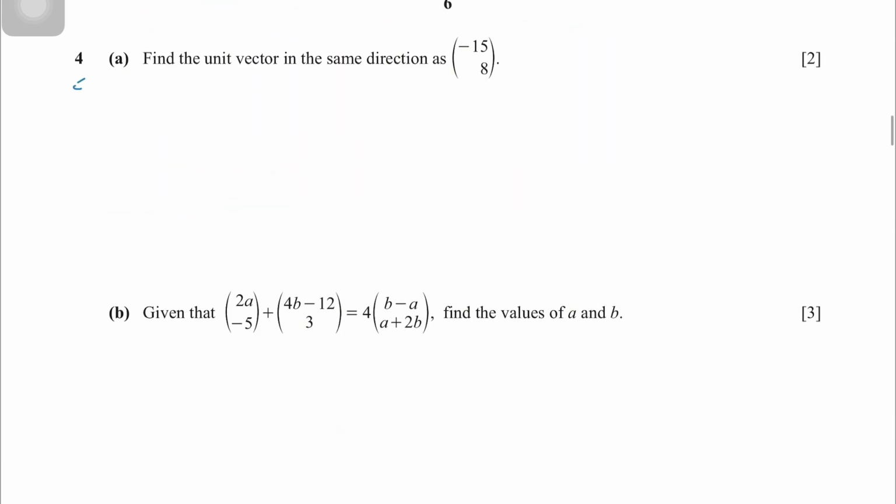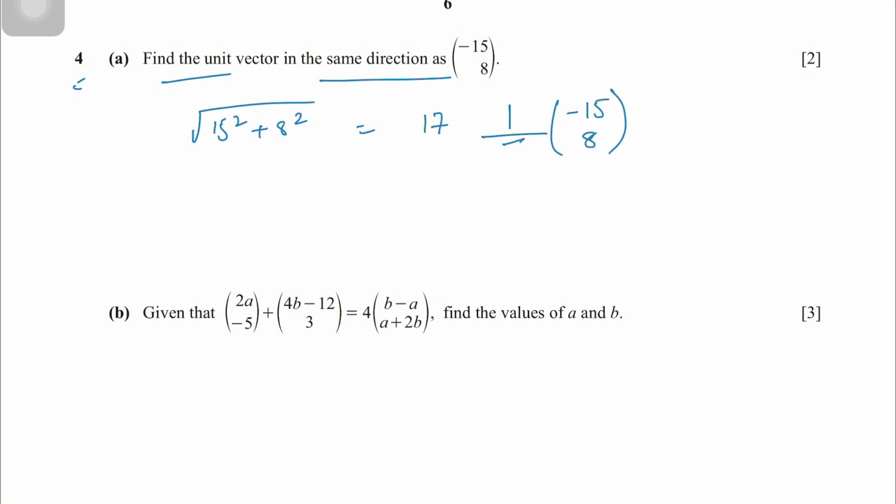Moving on, we have question 4. Find the unit vector in the same direction as this. We have the direction, we need the magnitude only. So this would be 15 squared and then 8 squared. This would give us our answer as 17. So we can write this as simply negative 15, 8, and then 1 over 17. So this is our final answer.